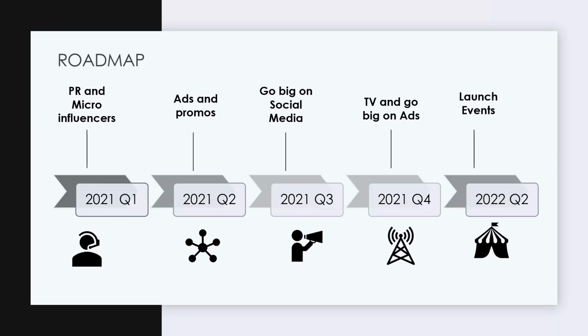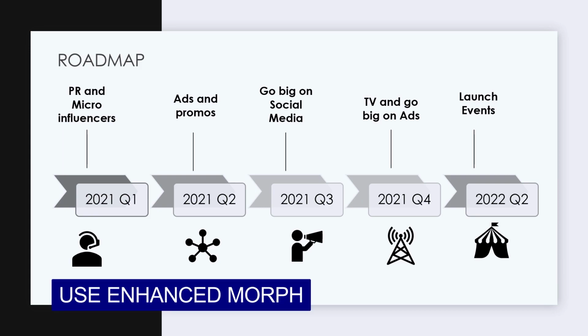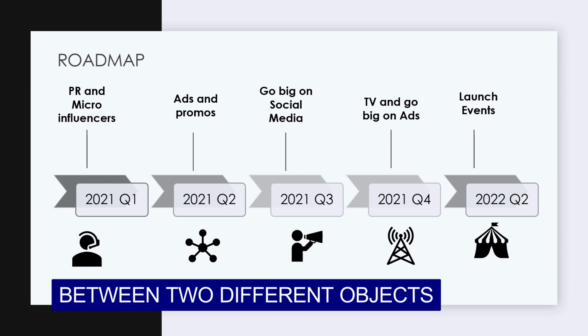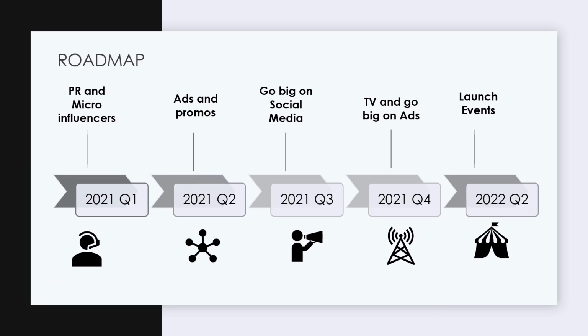We saw that simple morph works between same objects between the two slides and transitions and animates the same object from one slide to another slide. But let's see how we can use the enhanced morph and transition and animate between two different objects. A simple roadmap presentation looks something like this with all the milestones, all the dates and all the details in one big slide. It might feel like an information overflow and not able to focus on one milestone.